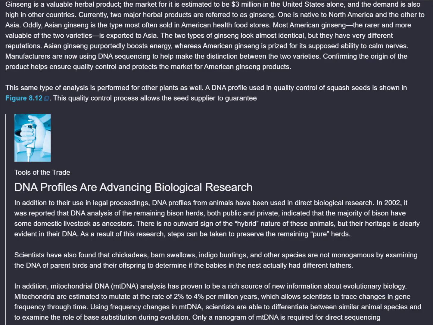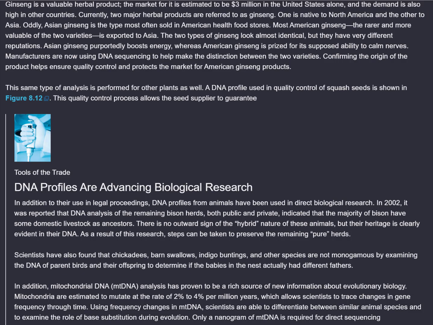Ginseng is a valuable herbal product. The market for it is estimated to be $3 million in the United States alone, and the demand is also high in other countries. Currently, two major herbal products are referred to as ginseng. One is native to North America and the other to Asia. Oddly, Asian ginseng is the type most often sold in American health food stores. Most American ginseng, the rarer and more valuable of the two varieties, is exported to Asia.